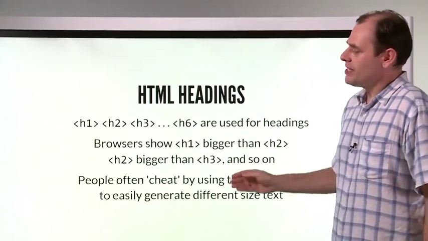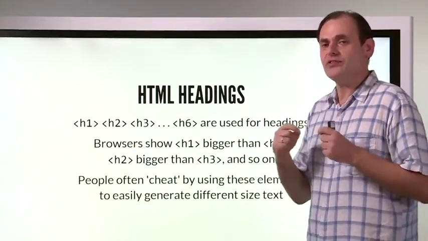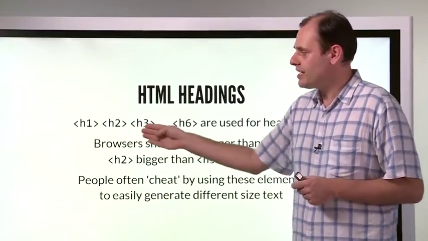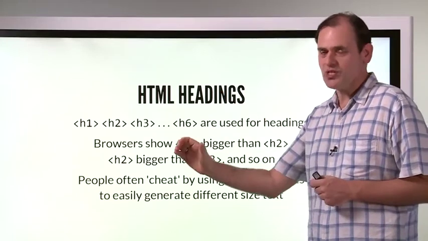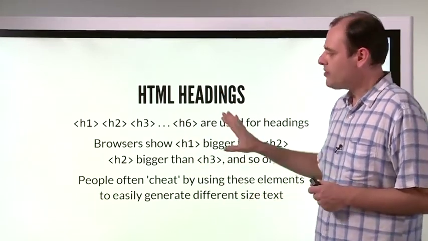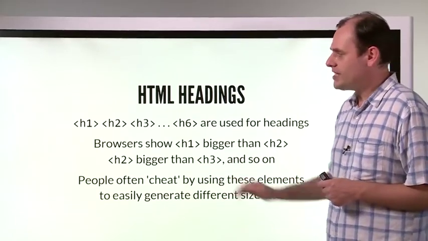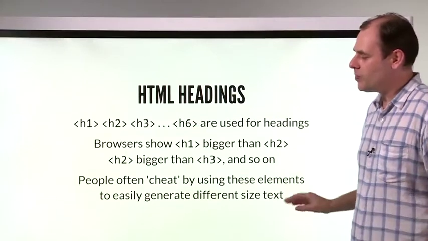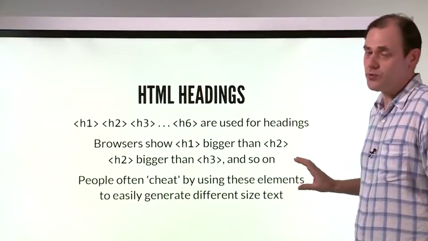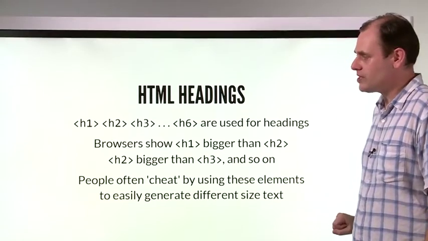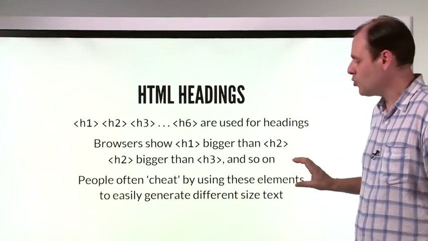All right, so there's different visual size, and going back 30 years, they're supposed to have different meaning as well. Less important, less important, less important. I should say not less important, but subsection, sub-subsection, and so on. However, these days, people often cheat by using these elements, H1, H2, and so on, simply to get different size text. Now, that is not what you're supposed to do. That's not the correct way to use these elements. However, it is a quick and easy way to get something bigger and smaller.